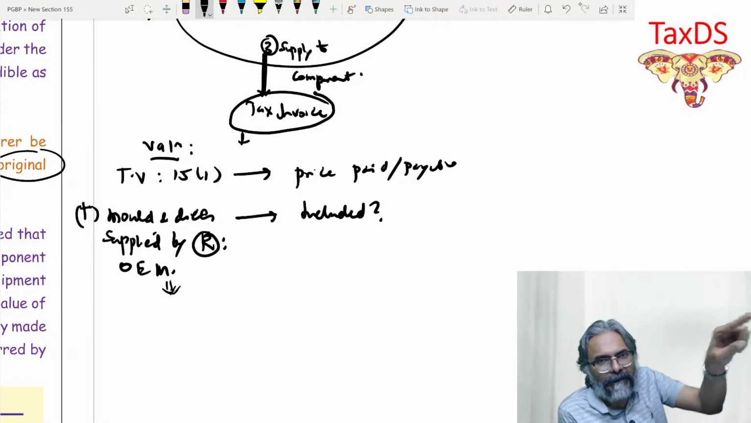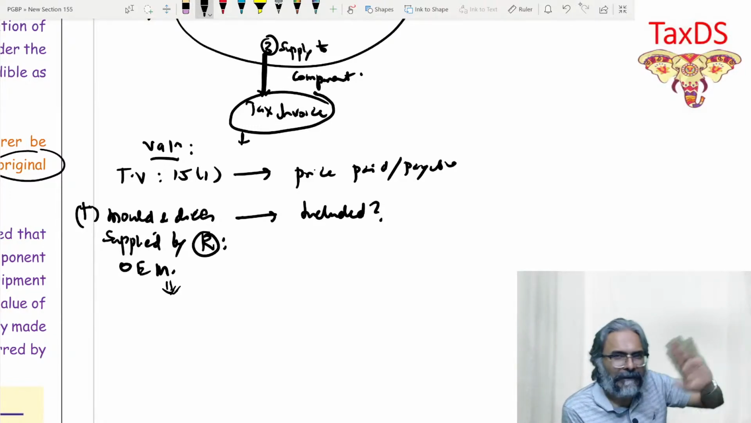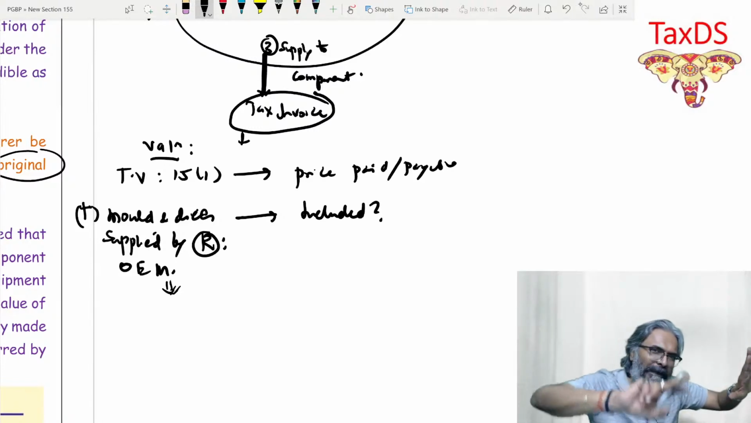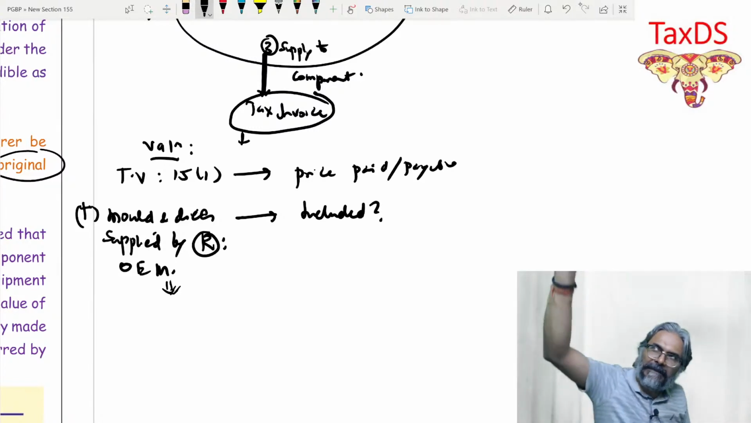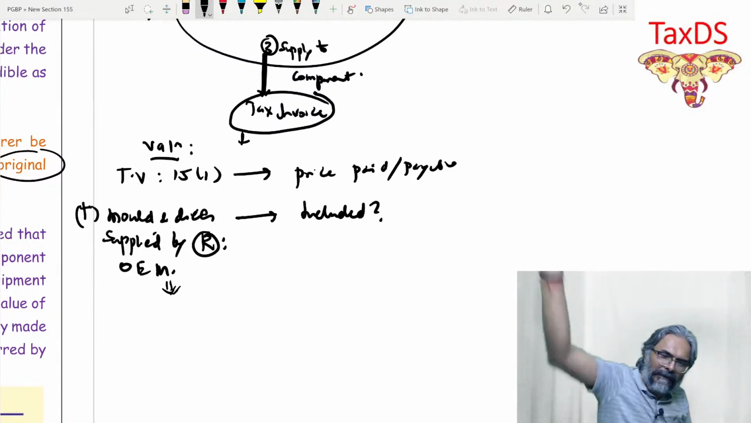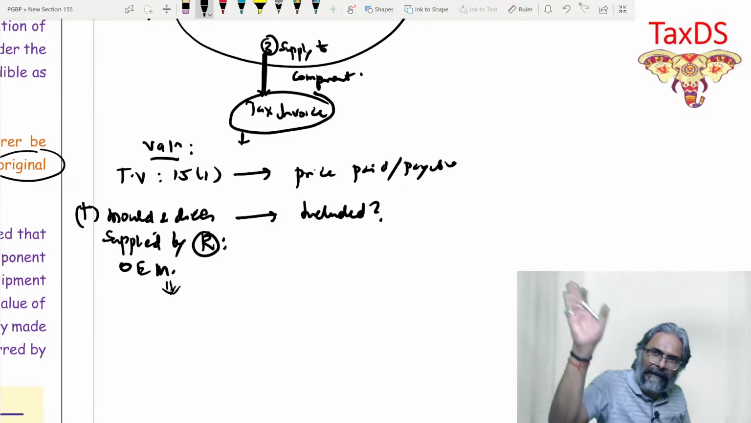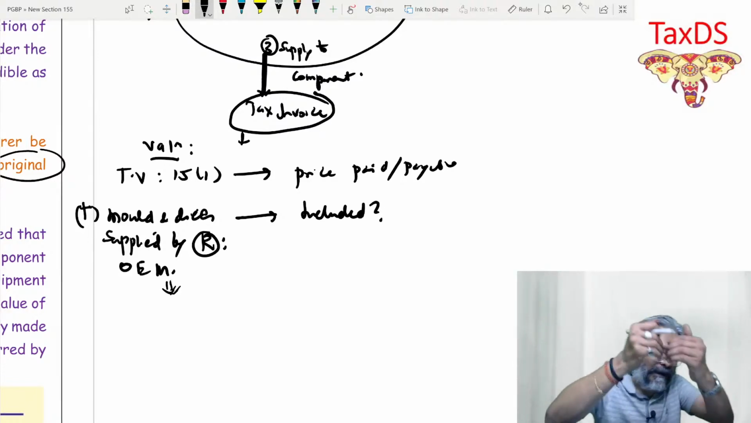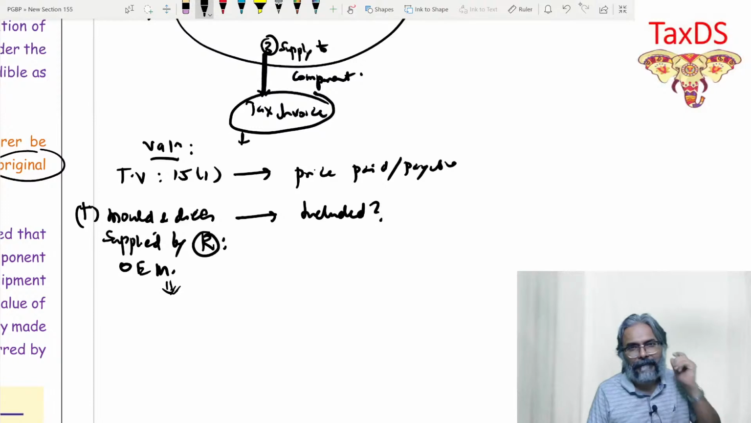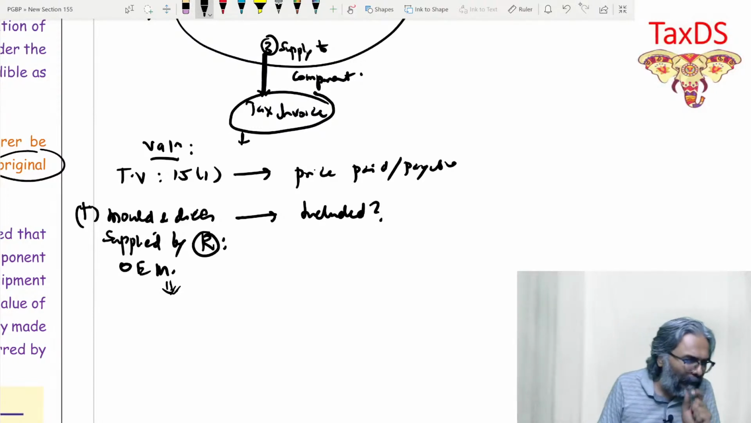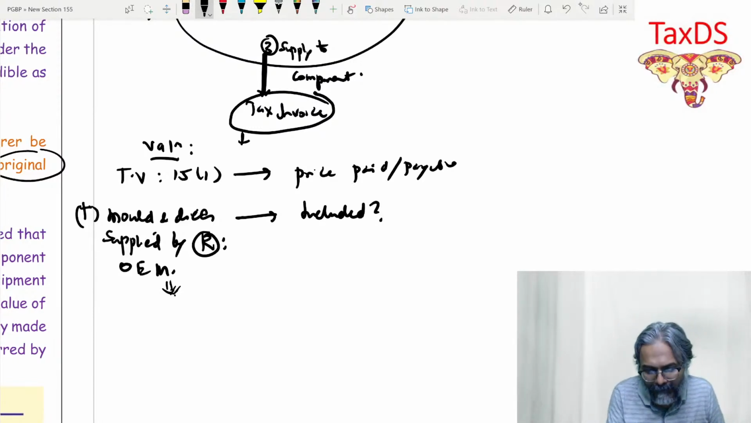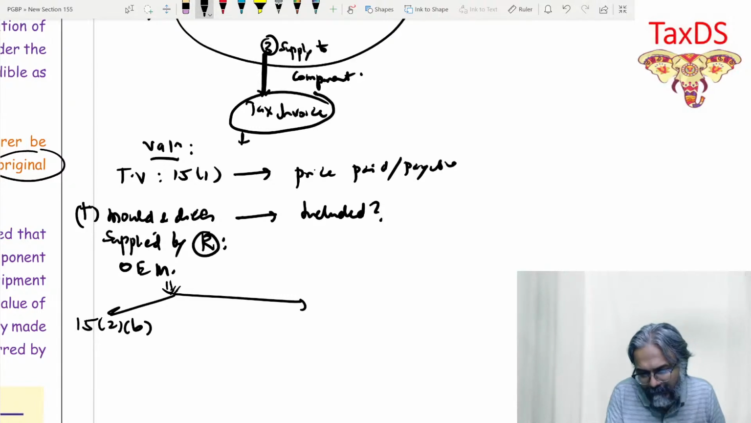15.2 has got what? 15.2a is about taxes and duties. Ignore it. B and C, I will come to B and C. What is D? D is subsidy. This is not a subsidy. And E is interest. That is not there. So it now boils down to B and C. Now check out whether it could be considered in 15.2b or in 15.2c.